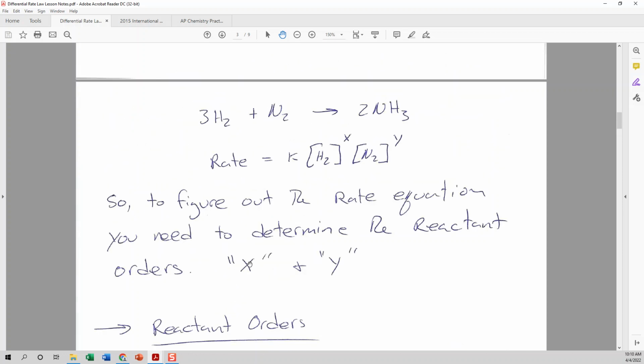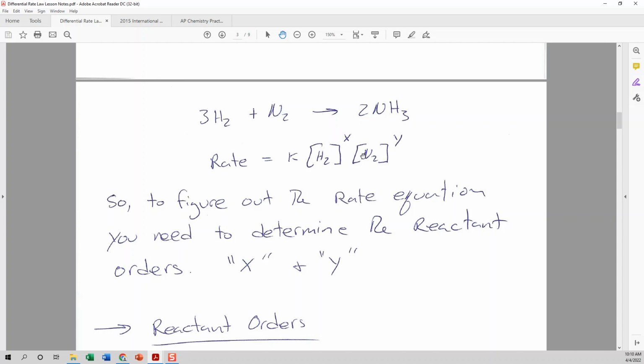So now, if we go back to here, this is either going to be a 0, a 1, or a 2, and this is going to be either a 0, a 1, or a 2. That's what the possibilities are going to be, okay? That's what I'm looking for. So the question is, is hydrogen 0 order? Is it 1st order, or is it 2nd order?